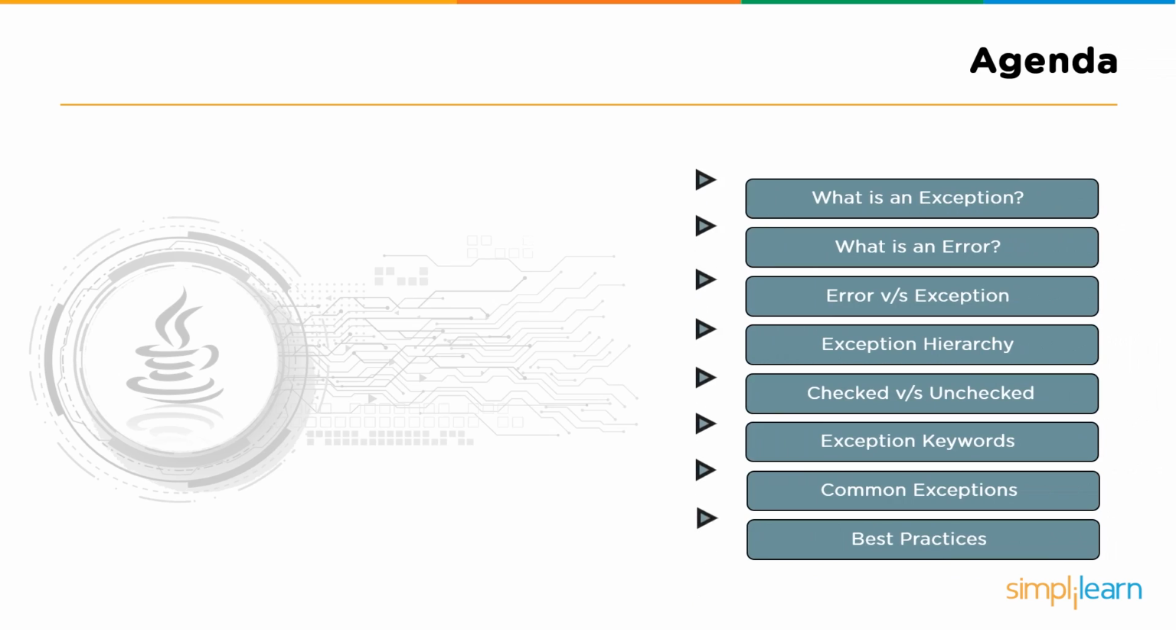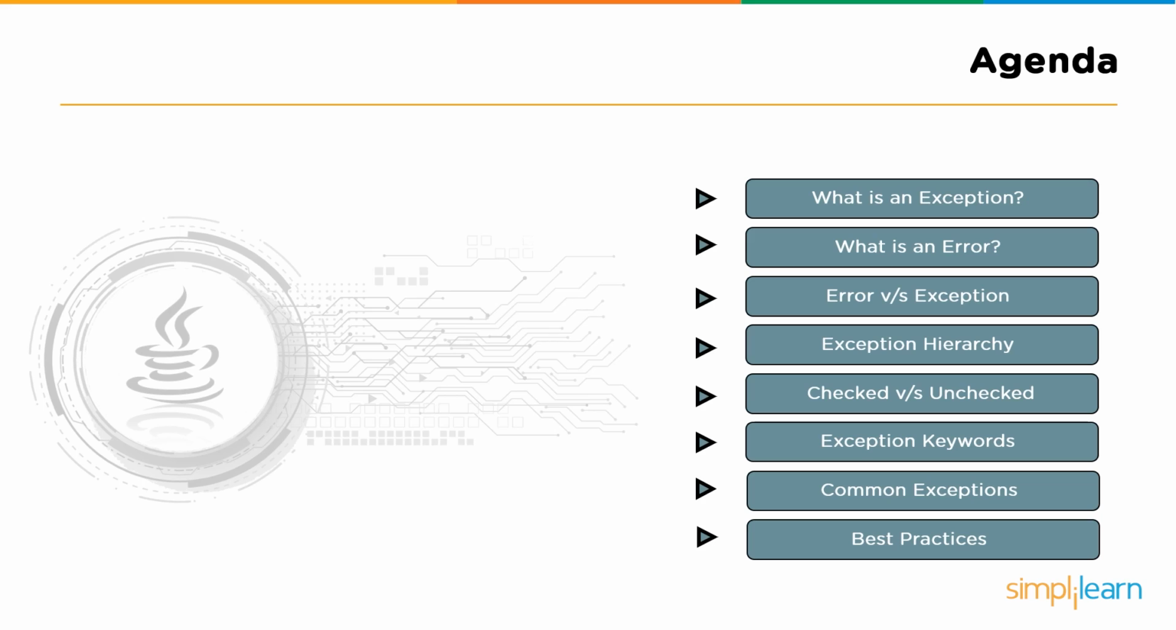Now without much ado, let's dive into our session. We will start off with the agenda. First, we will learn the basic definition of an error and an exception. After that, we will learn the basic differences between an error and an exception. Then, we get into the hierarchy of exceptions faced in Java. Followed by that, we will learn the different types of exceptions that we face in Java.